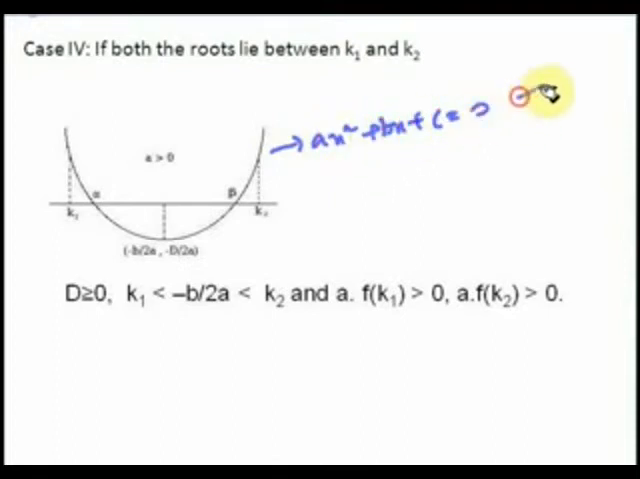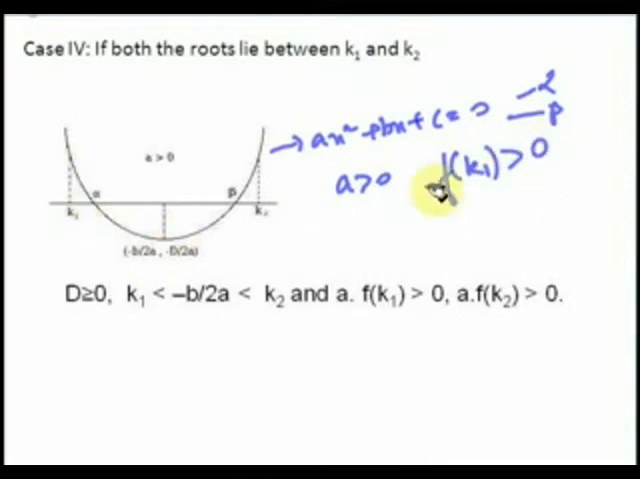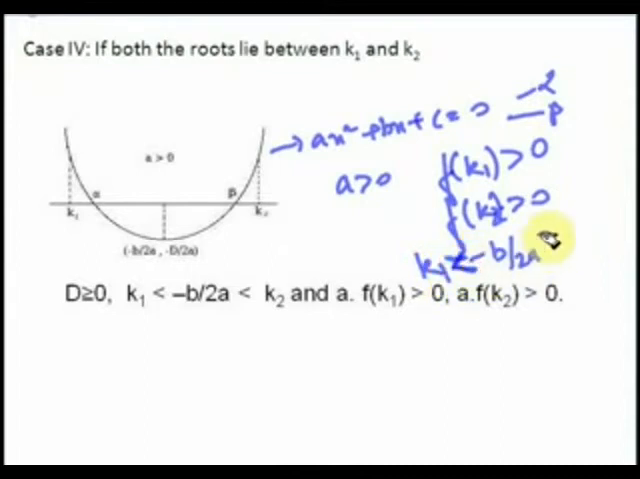If both the roots lie between the numbers k1 and k2, alpha and beta: ax square plus bx plus c is equal to 0 has two roots alpha and beta. Both the roots should lie between the given numbers k1 and k2. So the conditions are, if a is greater than 0, then f of k1 should be positive since it is lying on the positive side of the y-axis, and f of k2 should also be positive, it should be greater than 0.